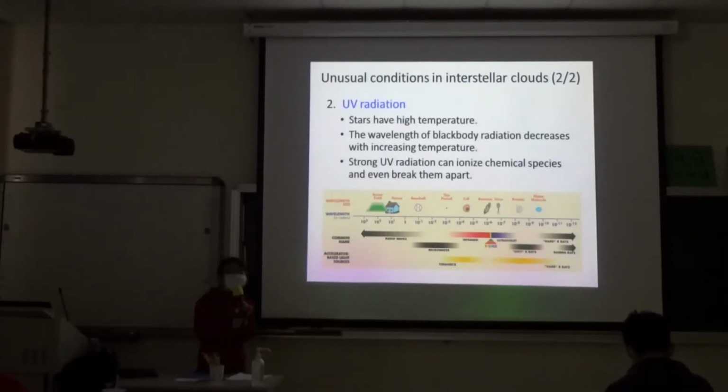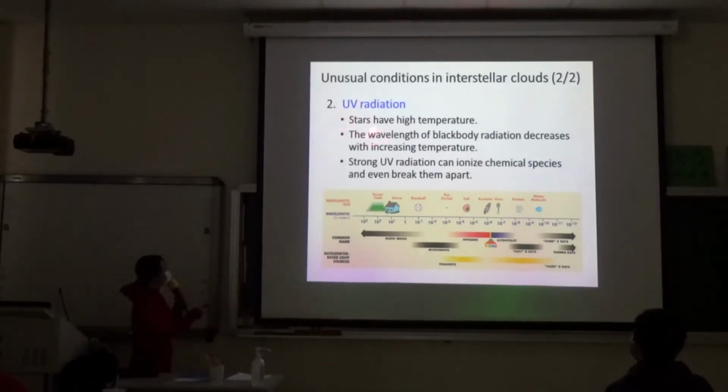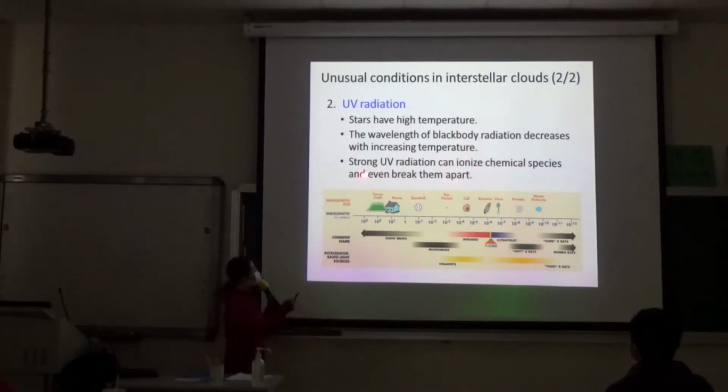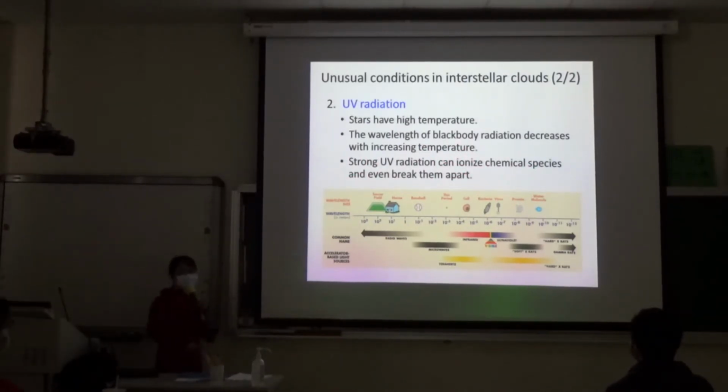And in addition to plasma, the sun also gives interstellar clouds UV radiation. Stars have high temperature, and the wavelength of black body radiation decreases with increasing temperature, which means that increasing temperature will emit short wavelength electromagnetic waves with higher energy, like UV. So, strong UV radiation can ionize chemical species and even break them apart.